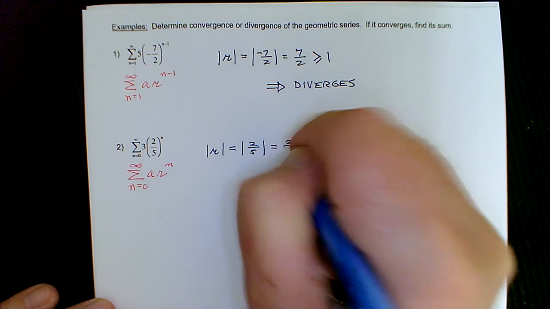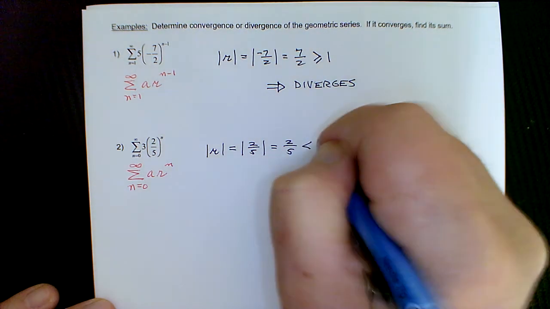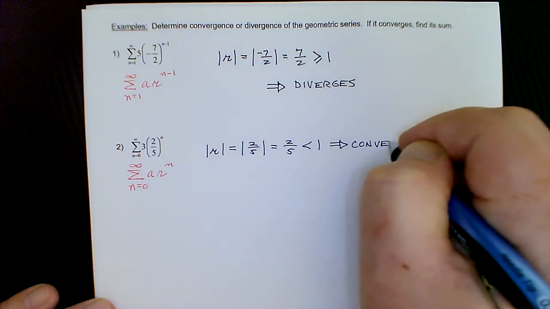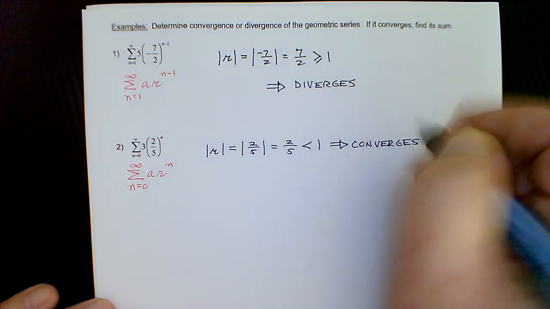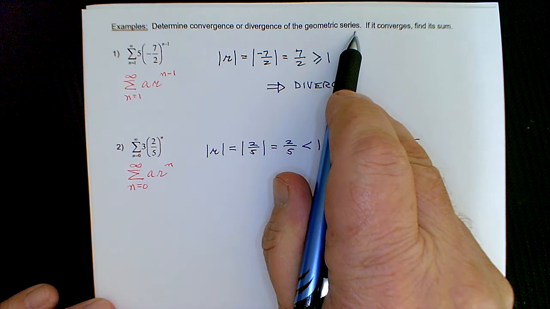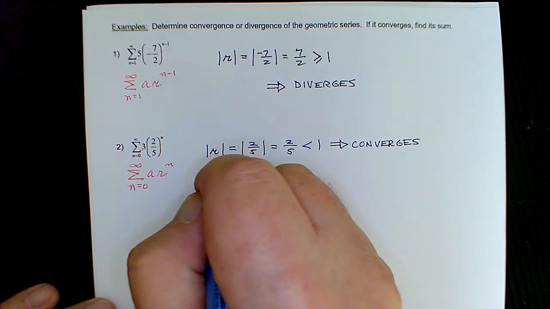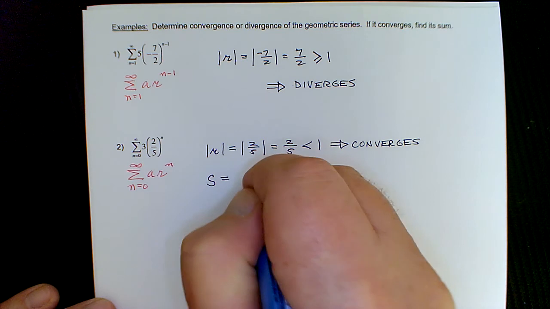And moreover, if you read the directions, determine convergence or divergence. If it converges, find the sum. It converges to the sum of a over 1 minus r. And this is where the value of a is, just match it up.